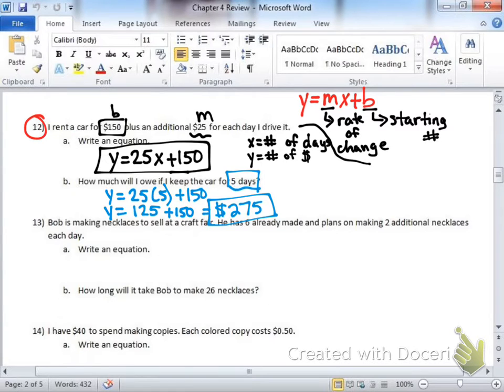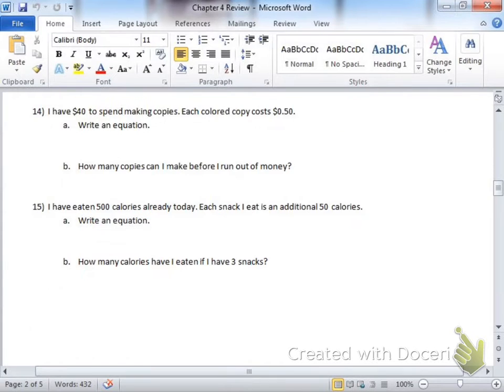All right. Anyone need more time with 12, or else we'll jump down to 14? Did you say a little bit? Yeah. Okay. All right, number 14 says, I have $40 to spend making copies. Each colored copy costs me 50 cents. So how much am I starting with? $40. That will be my B value.